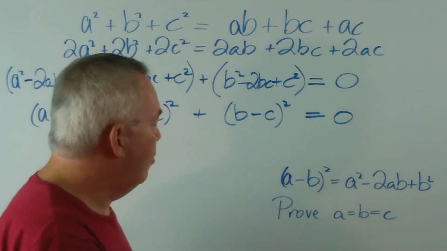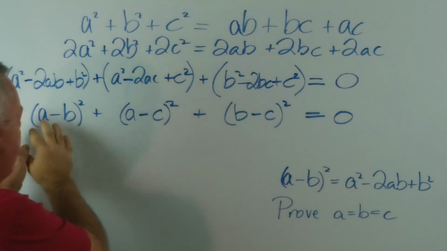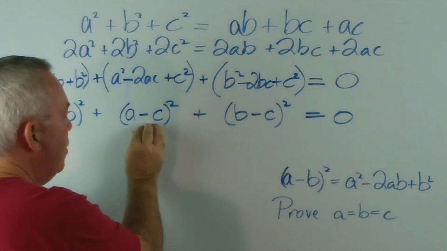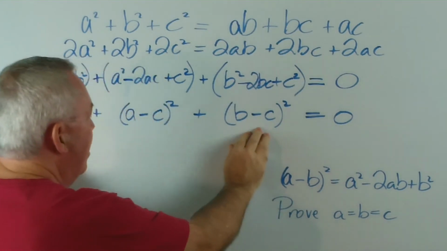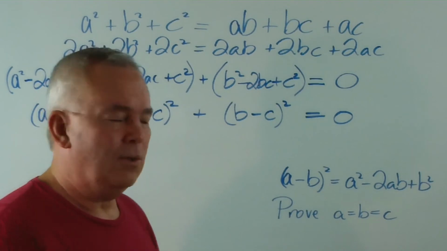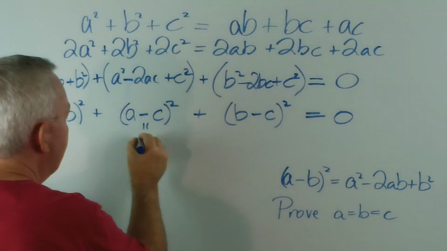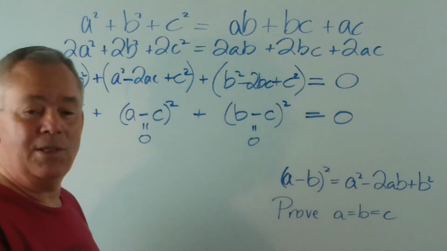And that leads to a problem. If I have a square which is either equal to 0 or above 0, it certainly can't be negative. And I add it to another thing that can't be negative, and add it to another thing that can't be negative, the only possible way I can get 0 as a total is if this equals 0, and this equals 0, and that equals 0. Because if any of them aren't, my answer is going to be bigger than 0.